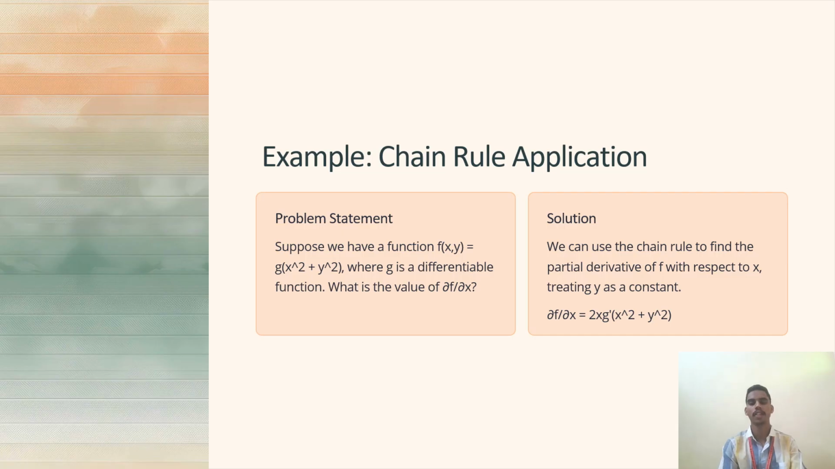Moving forward to the next slide, examples of chain rule applications. Problem statement. Suppose we have a function f of x comma y equals g of x squared plus y squared, where g is a differentiable function. What is the value of dou f by dou x? Solution. We can use the chain rule to find the partial derivative of f with respect to x, treating y as a constant. Dou f by dou x equals 2x g dash of x squared plus y squared.